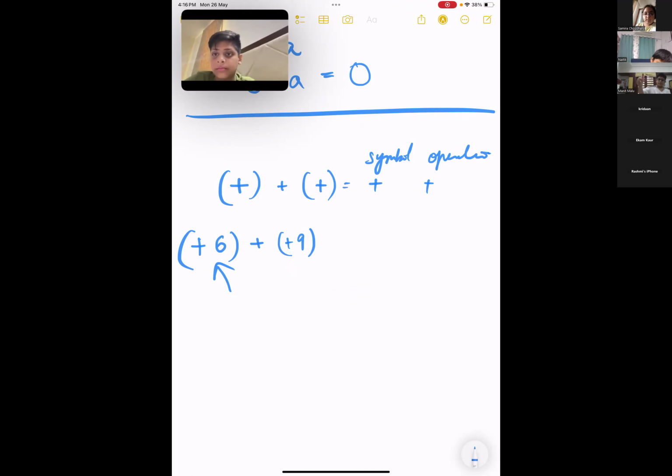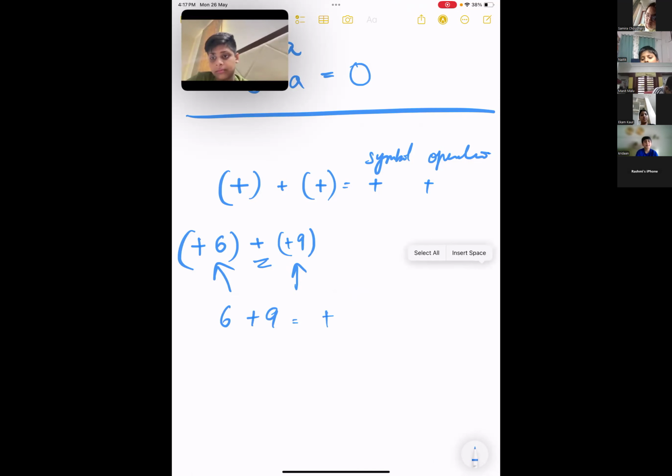I would request everybody to keep their video on so that I can see you. Okay, plus 9 is again a positive integer. And what is the operation that we have to do? A plus. Okay, so this becomes 6 plus 9. So the symbol that it will take is a plus and the operation that we have to do is an addition. So it becomes 15.